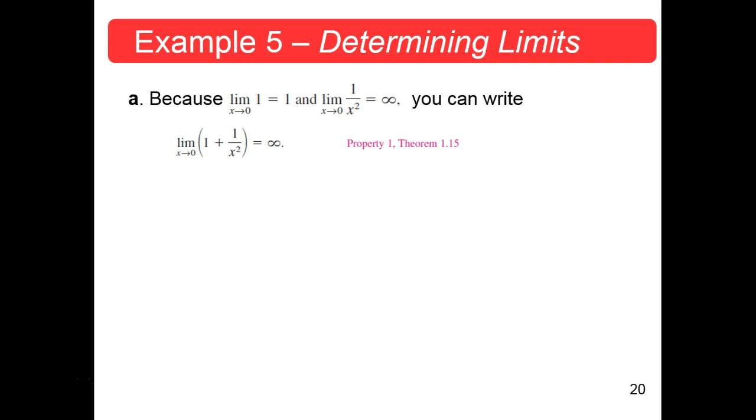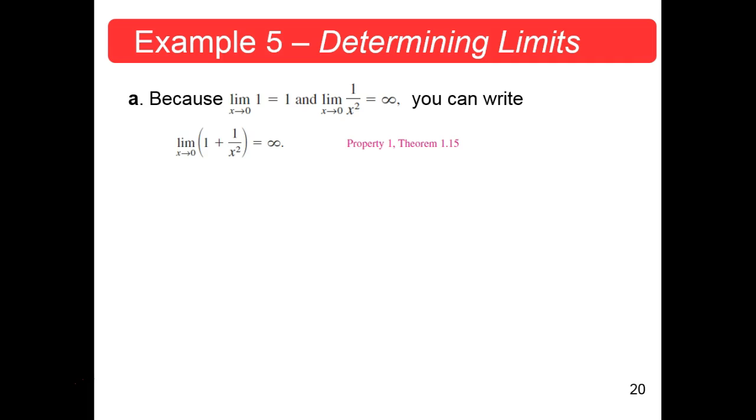Example 5. The limit as x approaches 0 of 1 is what? 1. 1 is a constant function, right? And no matter what x is approaching, it's still 1. So that was one of those early limits we did. The limit of a constant is a constant no matter what x is approaching. It's just that constant.